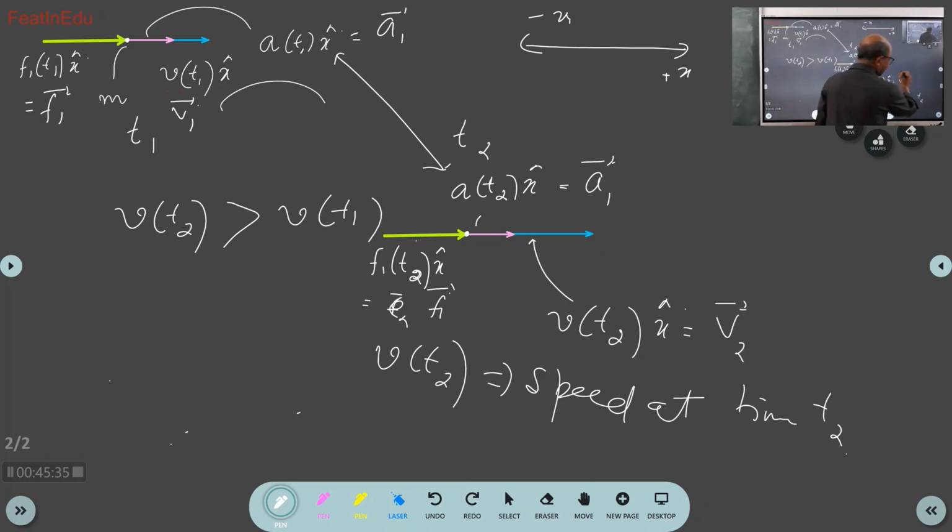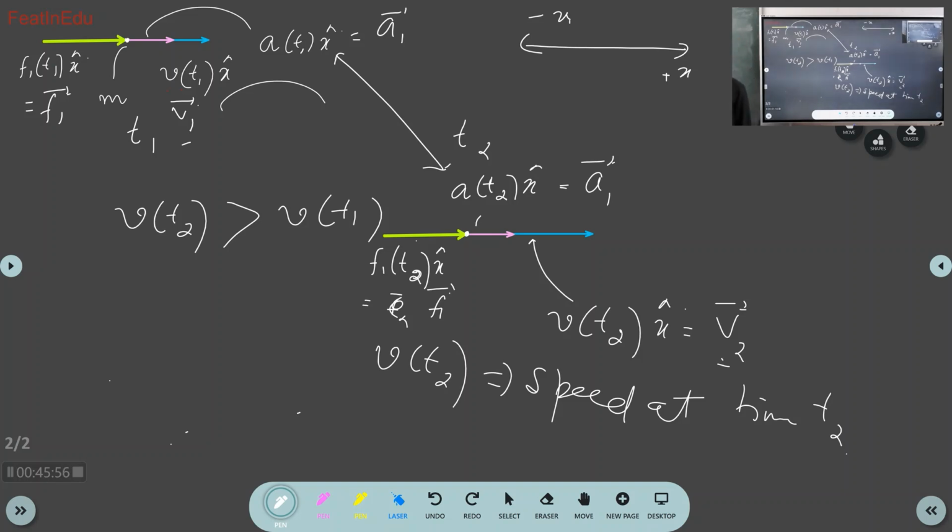Got it? Yes, sir. Okay. Now how will you relate V2 and V1? How will you relate V2 bar and V1 bar? Think and tell. What notation will you use?